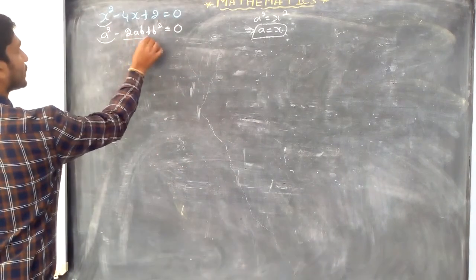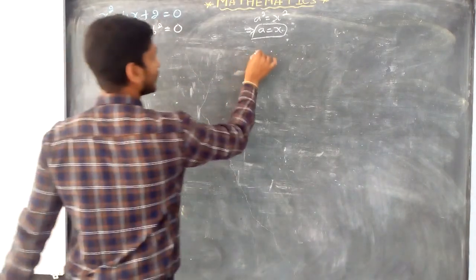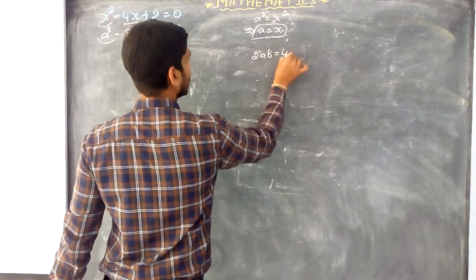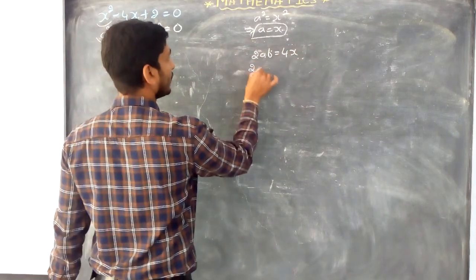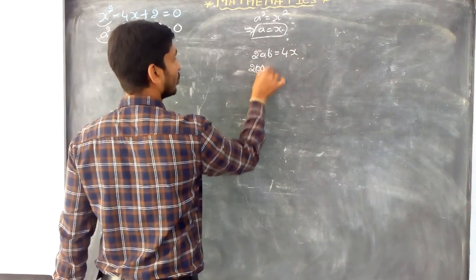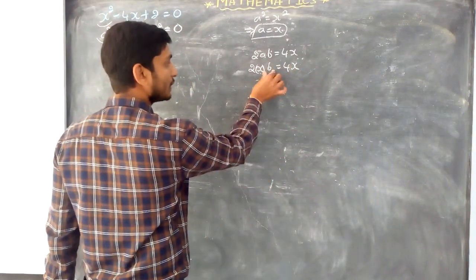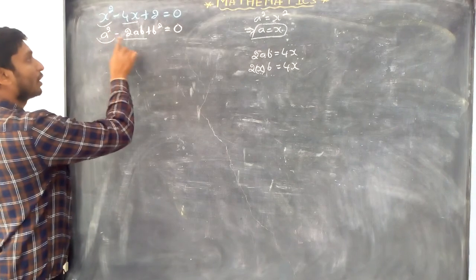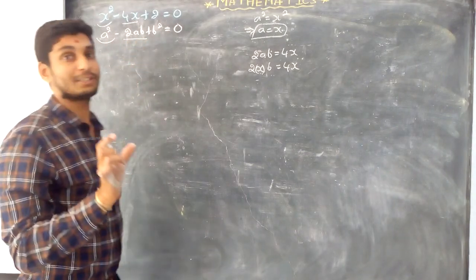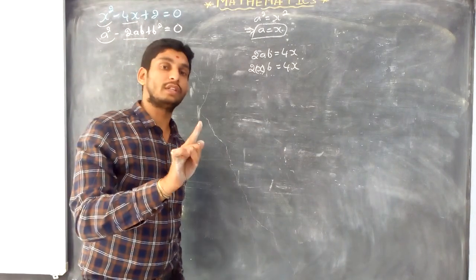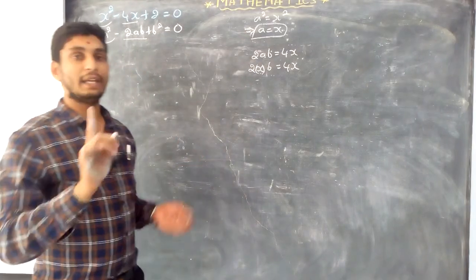Next, in the place of 2ab, what is there? 2x is there. Yes, 2ab equals 4x. Now 2 into a means you can write x into b as it is equals 4x. Now I need the answer of b because the factorization of a square minus 2ab plus b square is a minus b whole square. So a is known, b is also known, that's why I need a and b.